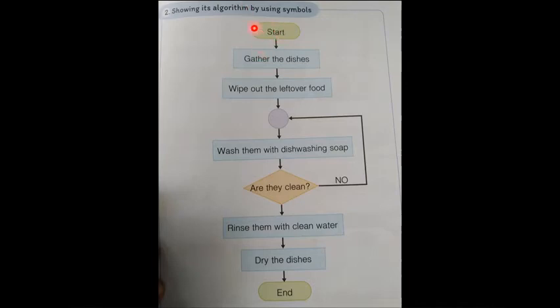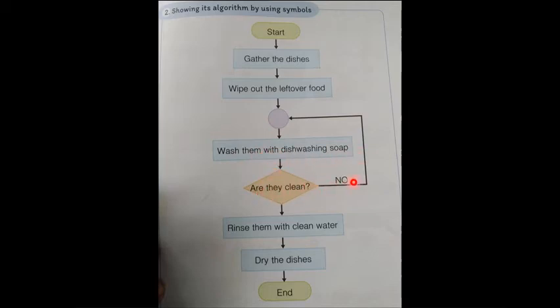Another way is to use a flow chart. This is our flow chart. We start at the top. The first thing we have to do in the rectangle is get the dishes. Next, wipe off leftover food. Pass through the connector. Wash them with dishwashing soap. We've got our first question. Are they clean? If the answer is no, we follow the arrow back to the connector and we wash them with soap again. Are they clean?